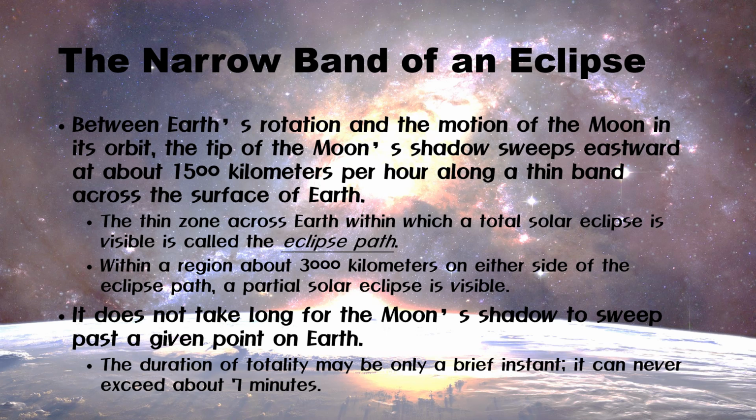Now, it does not take long for the moon's shadow to sweep past a given point on Earth. In fact, the duration of totality can, depending on where you're at, be only a brief instant, but it might be longer. But the most you'll ever see of totality will never be more than about 7 minutes.